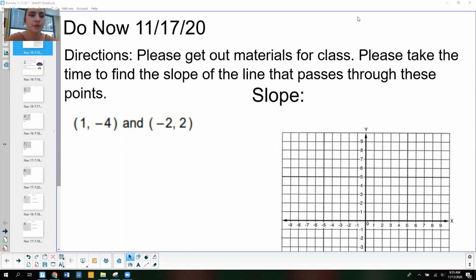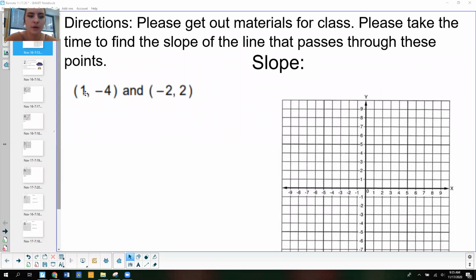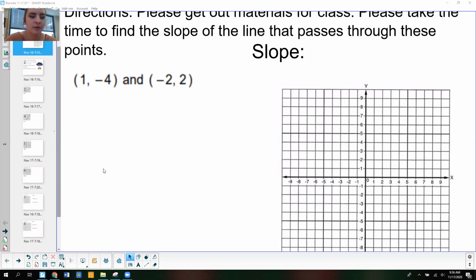Make sure you have out your materials: calculator, pencil, notebook, graph paper, and then you should have been taking the time to find the slope of the line that passes through these points. So we've got (1, -4) and (-2, 2). Go ahead and type in the chat what you got for the slope.